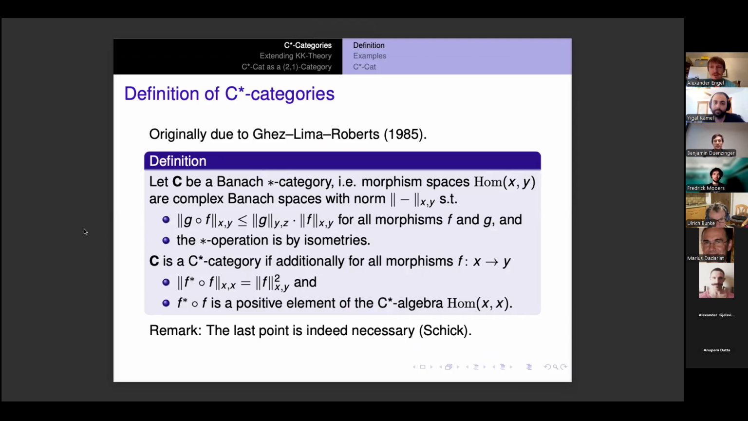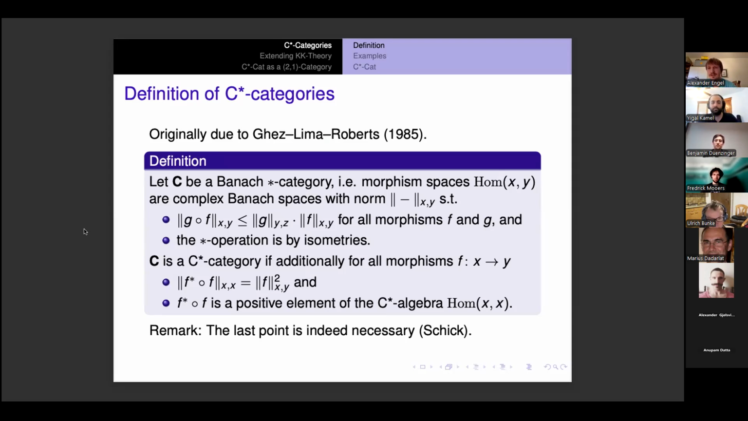And it's almost what you would expect. So it's almost just a direct generalization of a C-star algebra. So you of course want in your category the morphism spaces to be complex vector spaces, and you want them to be equipped with a norm so that each of these morphism spaces is complete. You of course want submultiplicativity for this norm, and you want a star operation which acts by isometries. And since you want a C-star category and not a Banach category, you also want the C-star identity, which is the third point here on this slide.